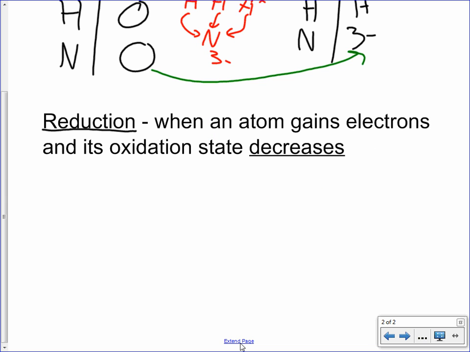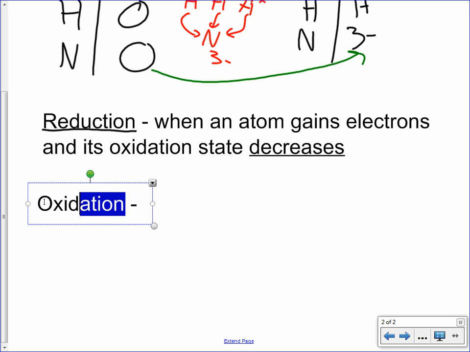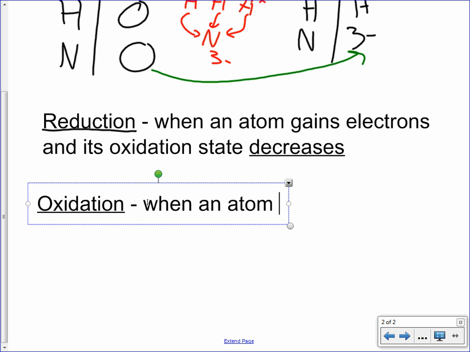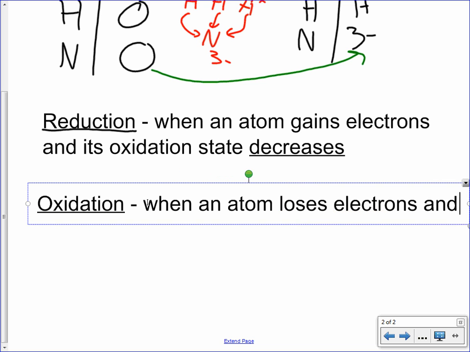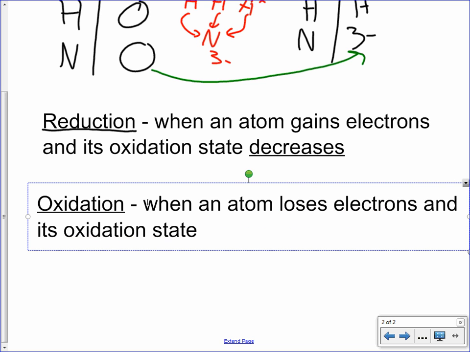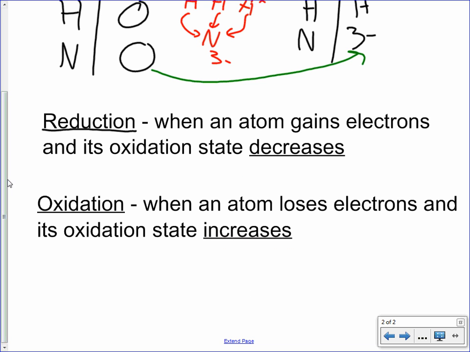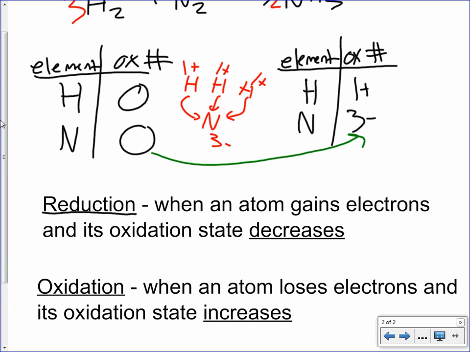Okay? The opposite of reduction is something called oxidation. And this is where we get the name redox, oxidation reduction. So oxidation is when an atom loses electrons and its oxidation state increases. So if we go back up to our reaction that we were looking at, hydrogen started with 0. Each one of them gave up an electron, and it ends up with a positive 1 charge. So we say hydrogen was oxidized and nitrogen was reduced.